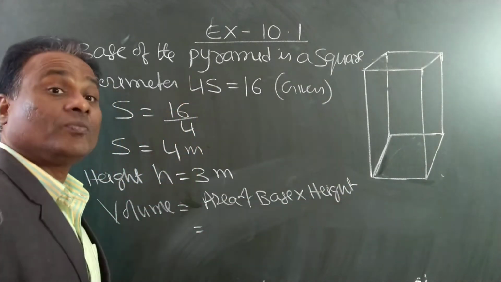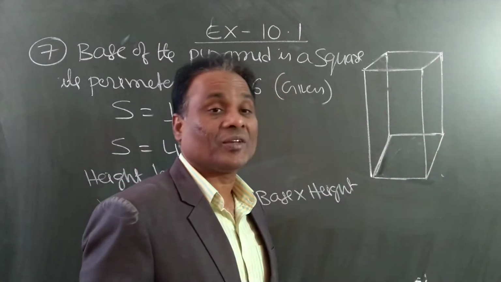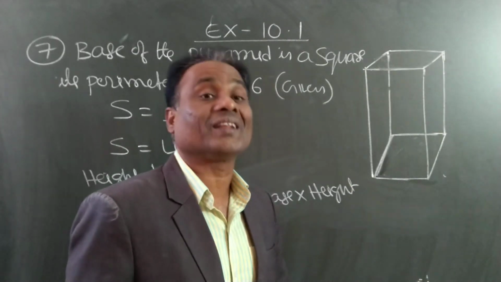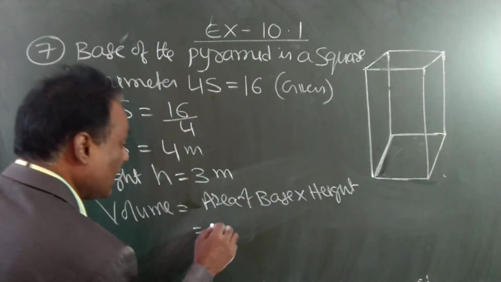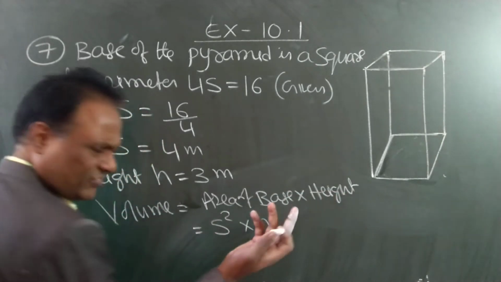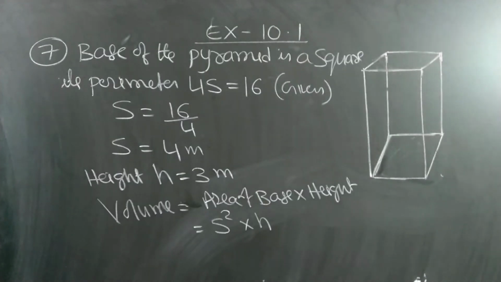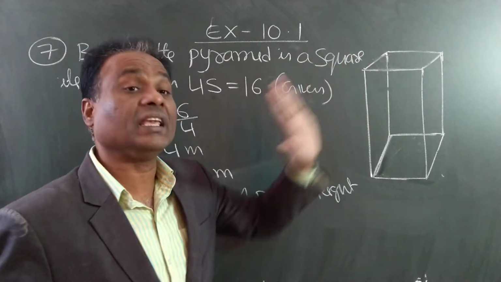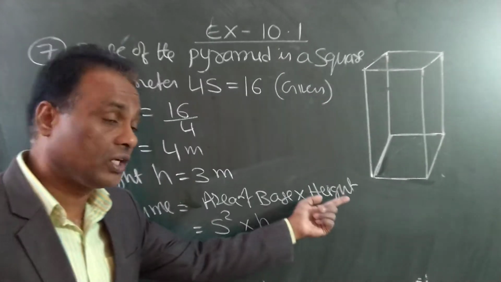What is the base? Base is in the form of a square. What is the area of square formula? Side square into height, say, H. Simple. Volume of this figure is area of base into height.